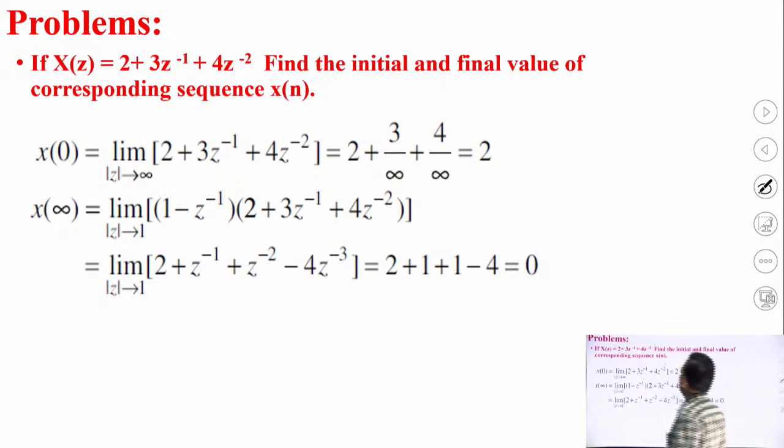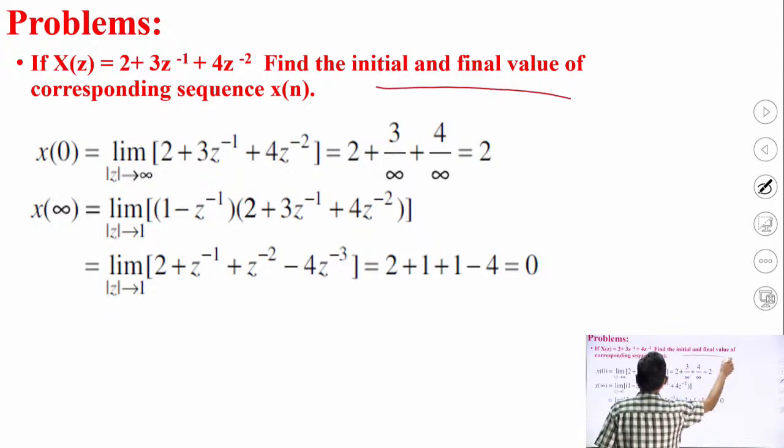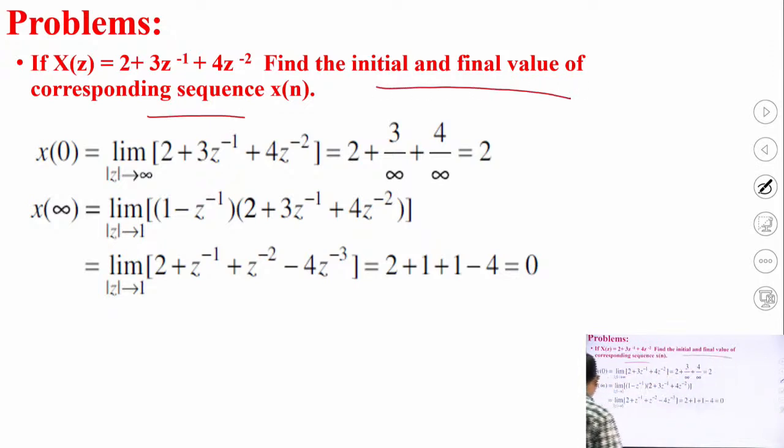Now this is a simple problem for the initial and final value theorem. The term is X(z) equals 2 plus 3 Z to the power minus 1 plus 1 plus 4 Z to the power minus 2. The initial value theorem means for x[0], for n equals 0, we take |z| tending to infinity. So we put z equals infinity and we get the value 2.